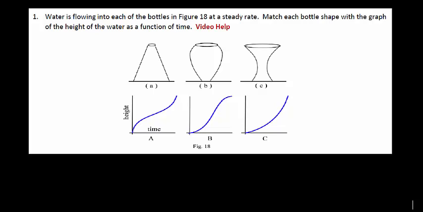So we have a problem in which water is flowing into each of the bottles below. So we've got these three bottles here. And the water is flowing at a steady rate, meaning that it's constant. Okay. We have to match each bottle shape with the graph of the height of the water as a function of time. So again, the water is being filled in at a constant rate. You can think about it like filling up your bathtub or filling up a tank with a garden hose.